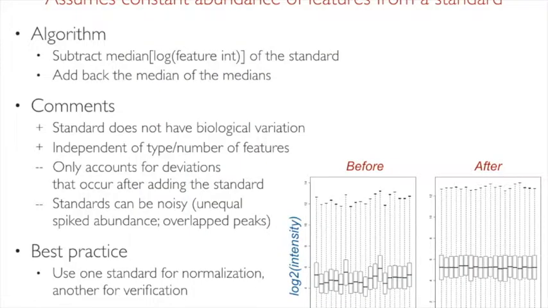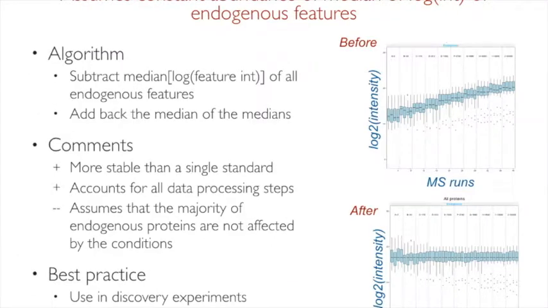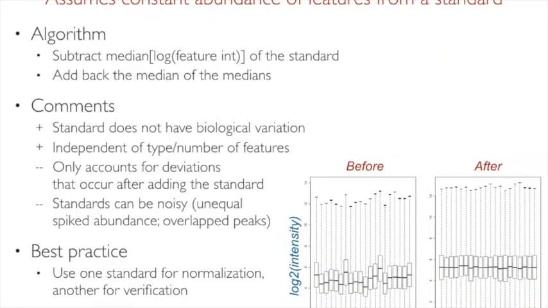Well, all data are biological, right? So let me review. If you have many proteins and many features, endogenous, no labeled reference, use constant normalization with the median. If you have a small-scale experiment with a few features, standard is probably your best option.